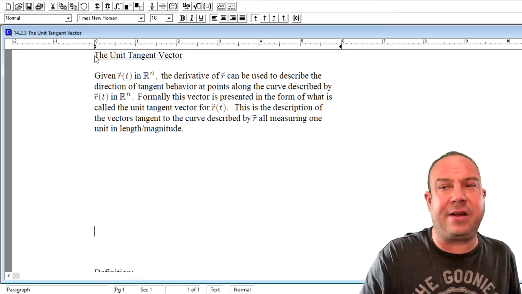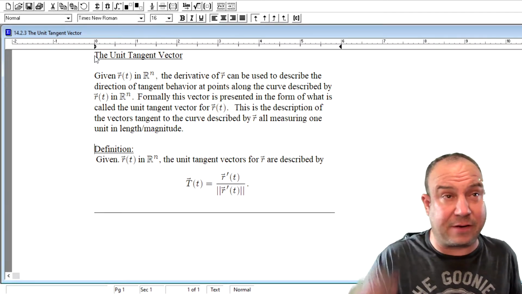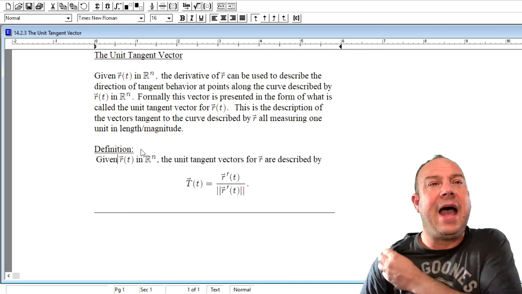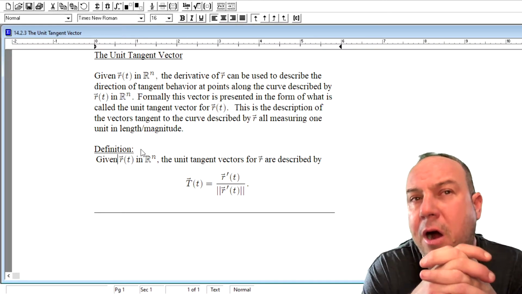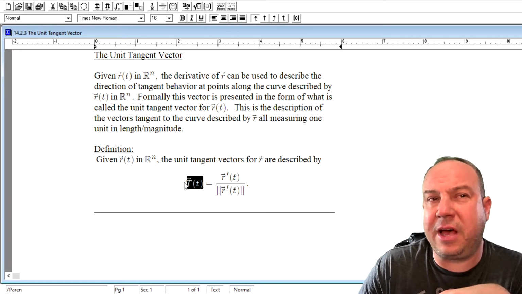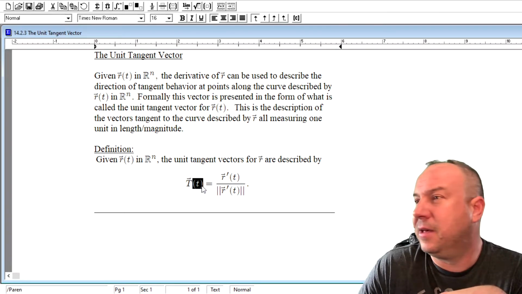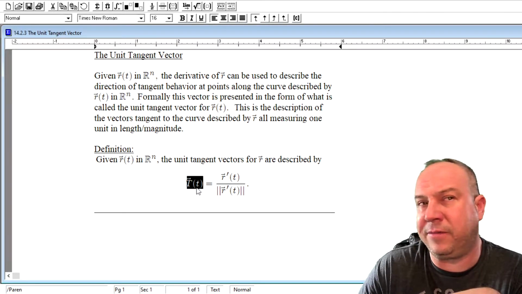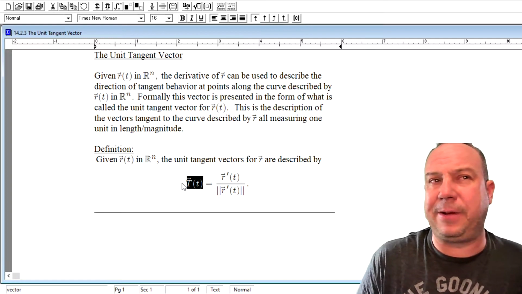And that's what we see happen in our definition here. If I bring the definition up into view, here's our definition for vector-valued functions and the corresponding unit vectors. Given r bar of t in our n-dimensional space, the unit tangent vectors for r bar are described by the following result. They are themselves a vector-valued function in the parameter t, and this is what we often denote as capital T bar of t.